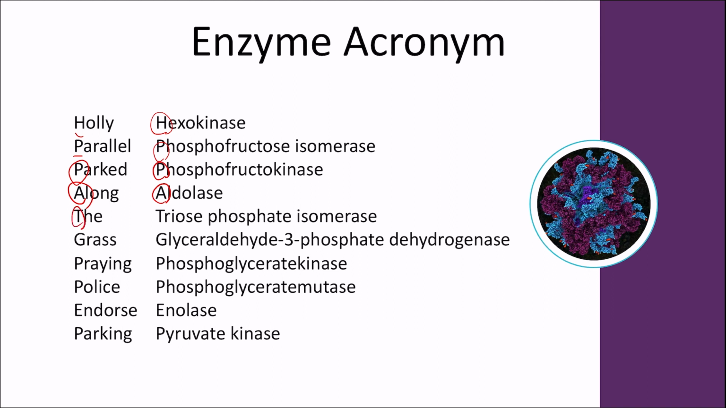The G in grass goes for glyceraldehyde 3-phosphate dehydrogenase. The P in praying is phosphoglycerate kinase. The P in police is for phosphoglycerate mutase. The E in endorse is for enolase. And the P in parking is for pyruvate kinase.